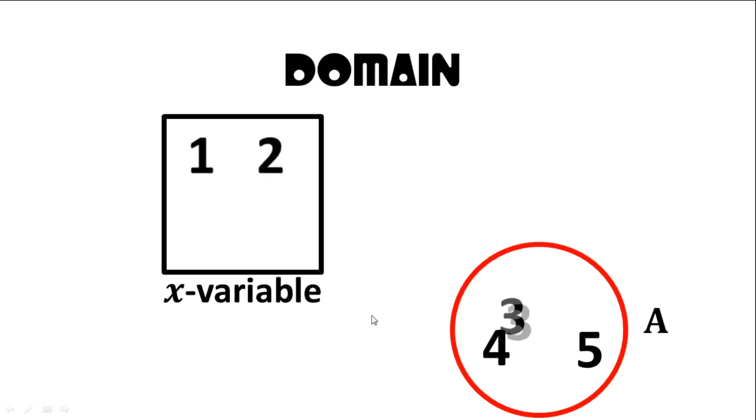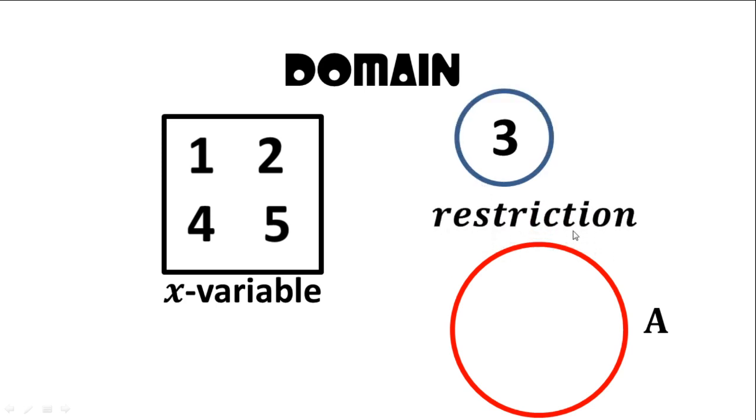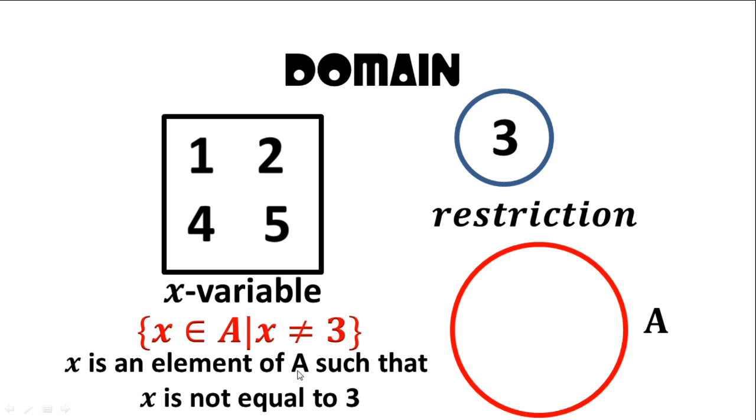So, panoorin natin. Okay. So, nakita natin na yung 3, hindi siya tinanggap ng x variable. So, this 3 represents the restriction. So, yung 1, 2, 4, and 5 ay pwedeng ma-substitute or ma-take ng x variable except sa 3. So, ang domain natin is x is an element of A such that x is not equal to 3.